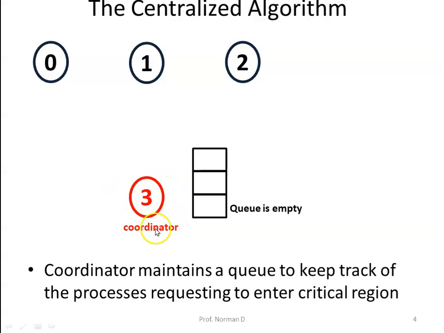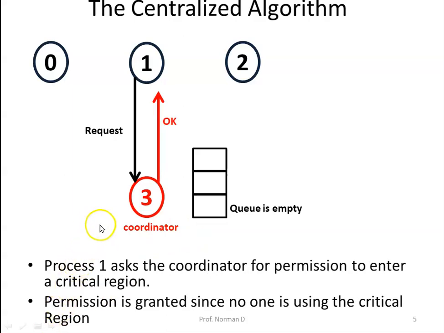Now this coordinator, that is process 3, maintains a queue to keep track of the processes requesting to enter the critical region. Let's assume that process 1 is asking the coordinator for permission to enter the critical region. So it makes a request from process 1 to process 3. Permission is granted to process 1 since no other process is making use of the critical region. So it sends an OK message to process 1.